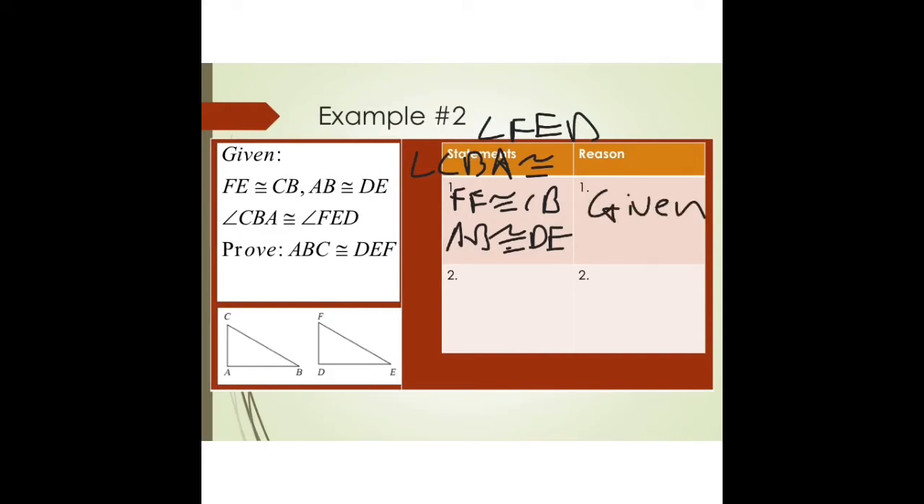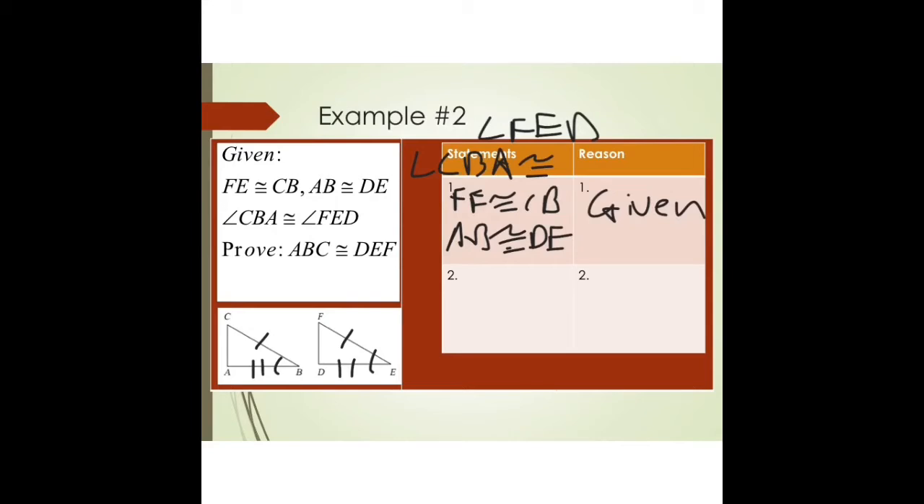Okay, like before, I'm going to go ahead and mark our triangles. So I have FE and CB are congruent. And then I have AB and DE are congruent. And for my angles, I have CBA, which is this bottom one, and also FED. So I'm going to go ahead and look at my triangles now and see if I can determine if they're congruent based off our patterns.